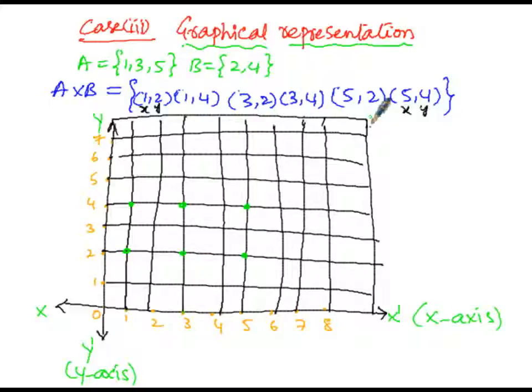Then now, so here this region shows the graphical representation of A cross B elements by means of the method called the graphical representation. So in this manner we have shown the A cross B elements such as 1, 2, 1, 4, 3, 2, 3, 4, 5, 2, 5, 4 by means of all 3 methods, say arrow diagram, tree diagram and the graphical representation.